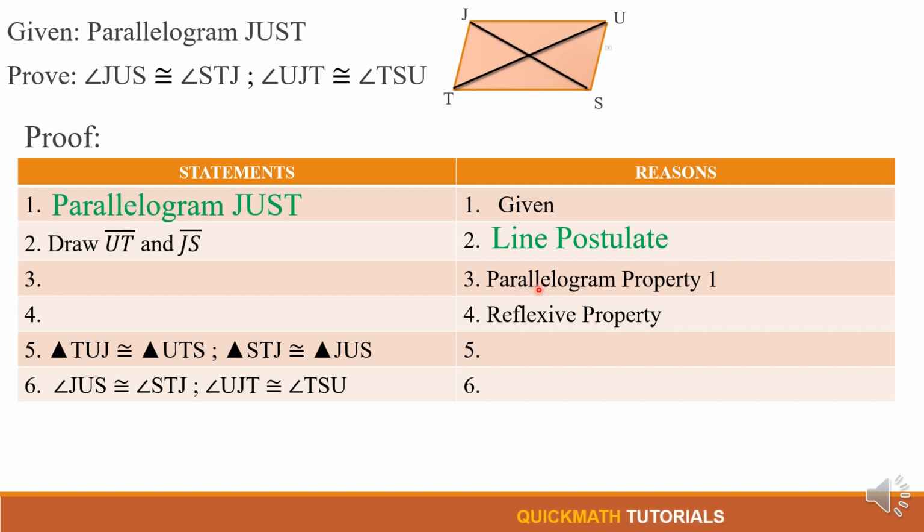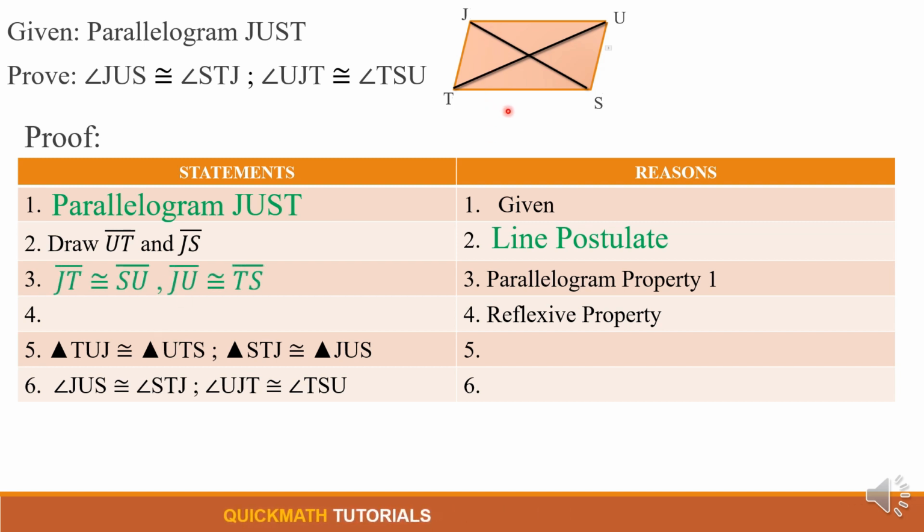For number 3, the reason is parallelogram property number 1. As you can remember, earlier we proved this property number 1. It says that in a parallelogram, any two opposite sides are congruent. So for our statement, the opposite sides are: JT is congruent to the line segment SU, and the line segment JU is congruent to the line segment TS.